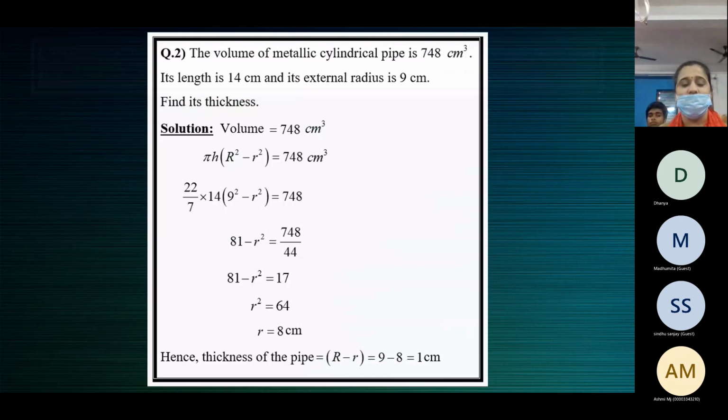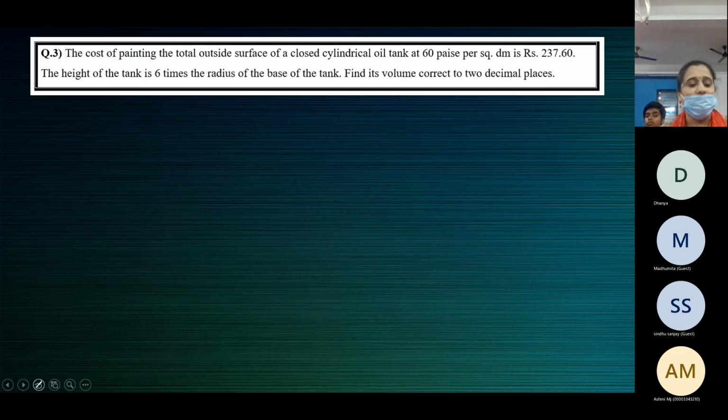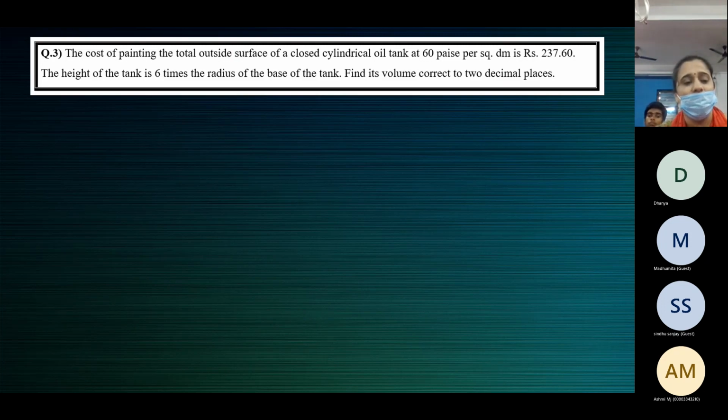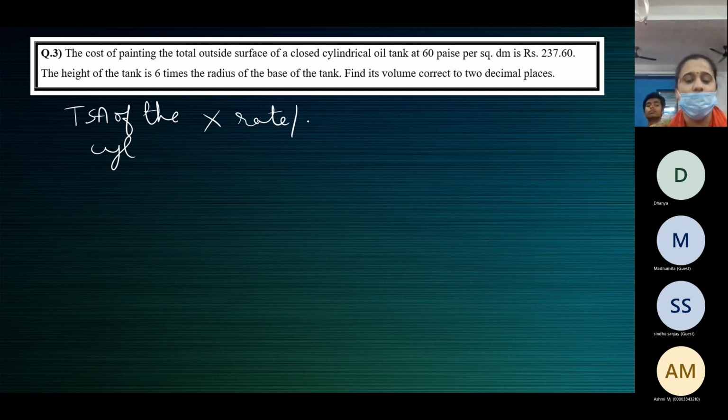See here, what was the first equation? You just had to write volume is equal to 748. Then below that, the volume formula is equal to 748. Below that, substitute the values and find the value of r. Same thing here. Just write that first equation. What equation can you construct from this? The total surface area of the cylinder into the rate per square decimeter will be the total cost. This is the equation.